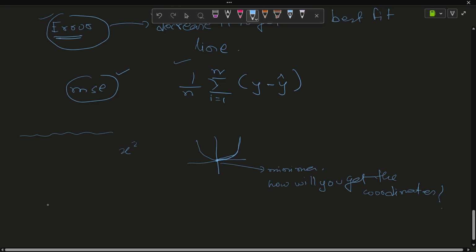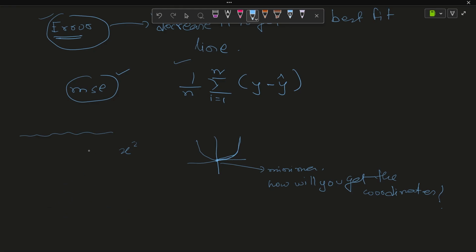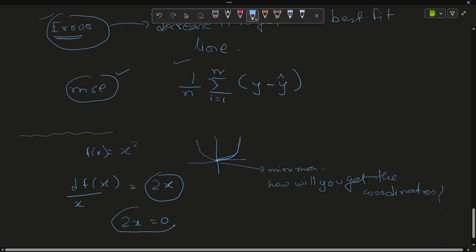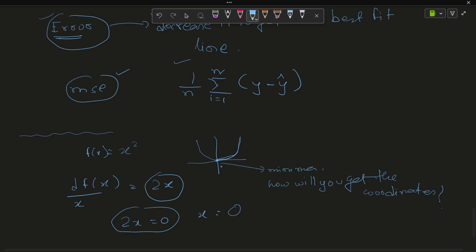It's actually easy. For example, let f of x equal y. If you differentiate f of x with respect to x, you will get 2x, and if you equate 2x equal to 0, then you will get x equal to 0, right? So this is at 0 comma 0. x is 0, and if x is 0, you can find that f of x is also 0, so you get both x and y.